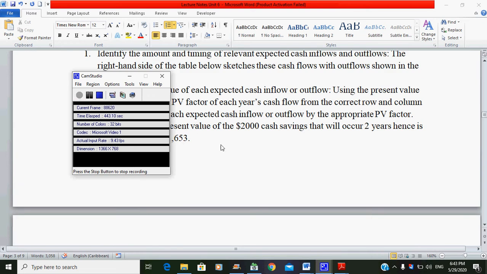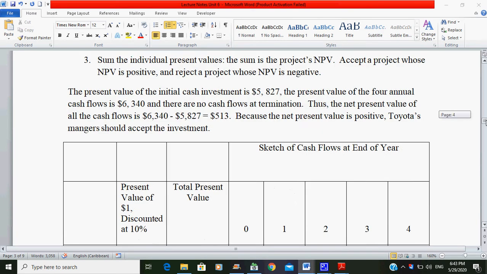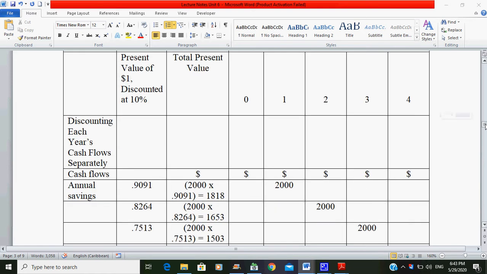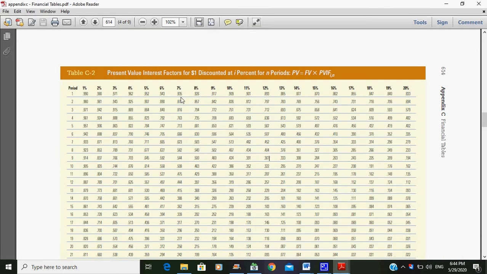wondering how did they get this 0.8264. Now what do you do? When you're finding present value, we usually use what we call financial tables. Alright, first thing, to get the 0.8264 right here, you'd have to go to your financial table. This is an example of one. I upload it to you.